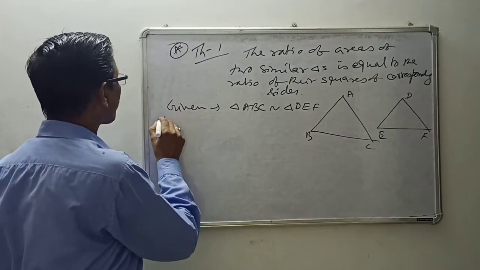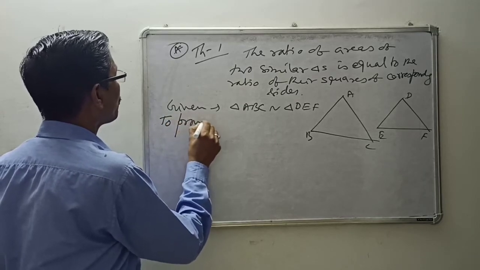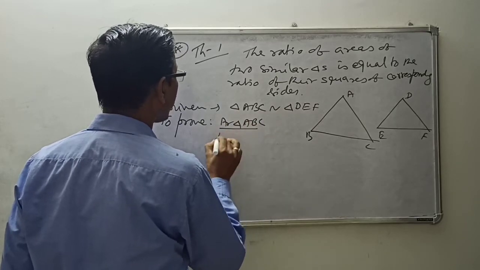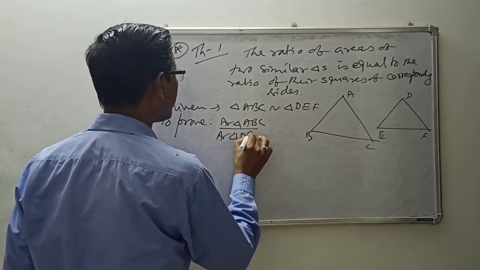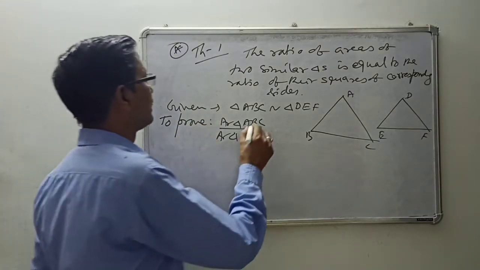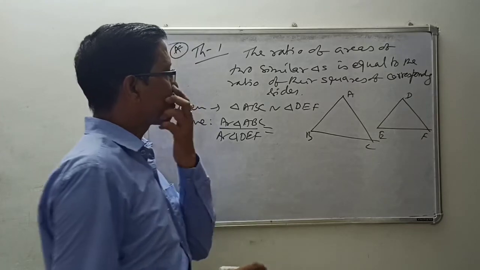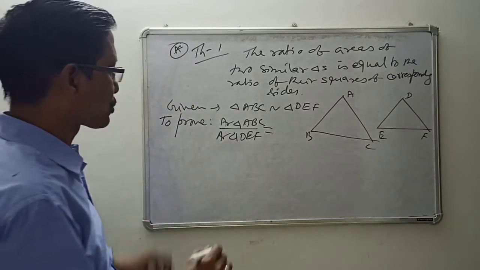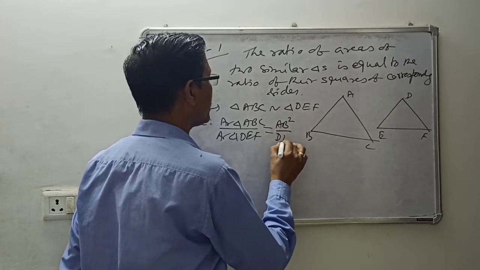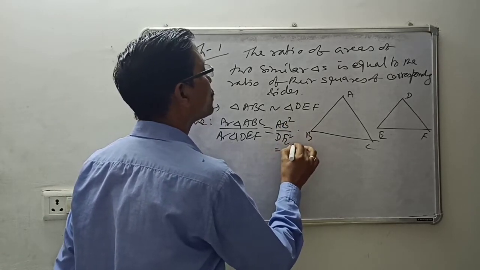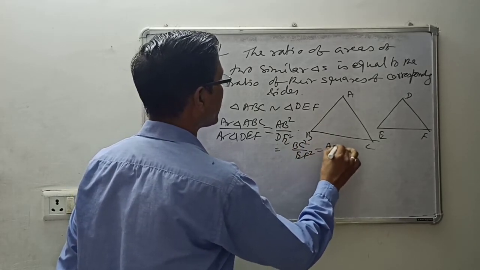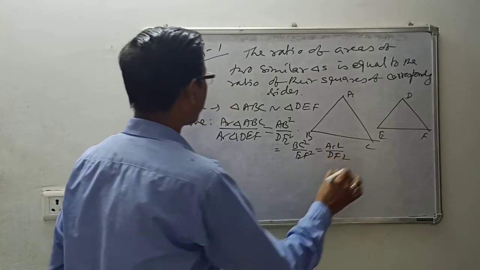So ultimately what to prove? To prove: area of triangle ABC by area of triangle DEF, that the ratio of the areas of two similar triangles is equal to the ratio of the squares of the corresponding sides. That means it will be AB square by DE square equal to BC square by EF square as well as equal to AC square by DF square. Are you getting this?